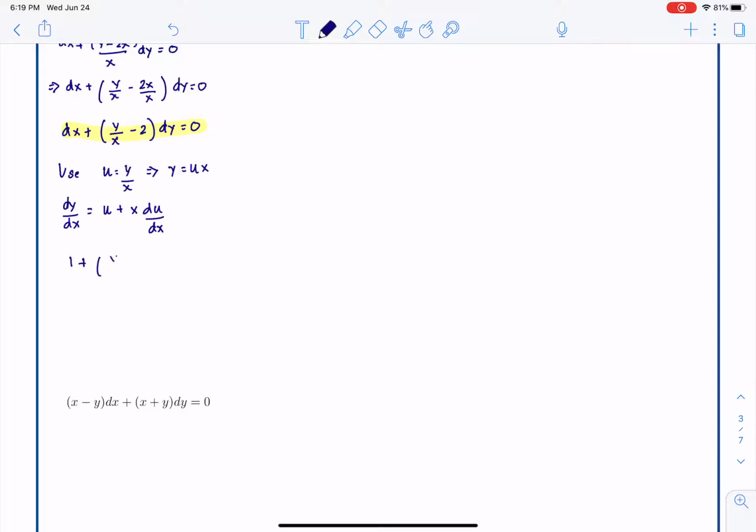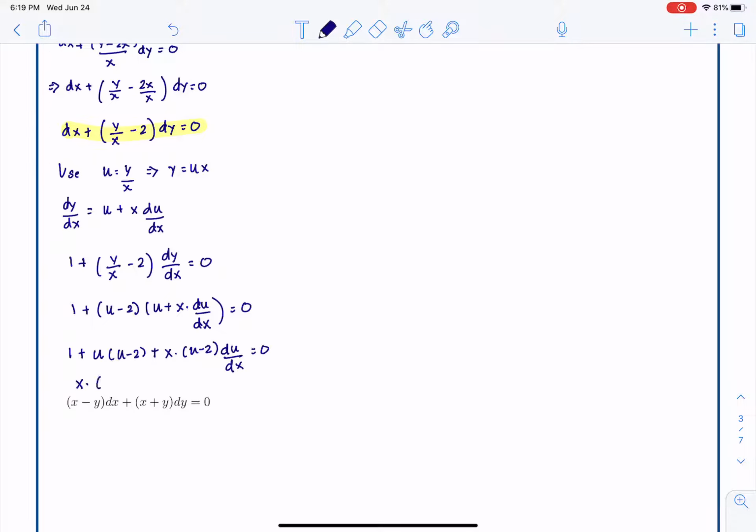So 1 plus y over x minus 2 times dy over dx is equal to 0. 1 plus u, because that is our substitution, minus 2 times dy over dx, which is u plus x times du over dx, equals 0. 1 plus u plus (u minus 2) times x du over dx would equal 0, which would imply x times (u minus 2) du over dx is equal to minus 1 minus u times (u minus 2).